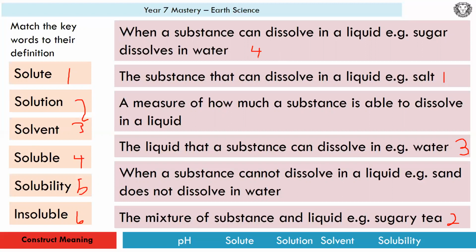Okay, number 5, solubility. So this is a measure of how much a substance is able to dissolve in a liquid. So that is number 5. And number 6 is when a substance cannot dissolve in a liquid, i.e. sand does not dissolve in water. So what I would suggest is if you haven't got them all right, pause the video for 30 seconds, correct your answers, make sure you've got them right. So if you can do that now.